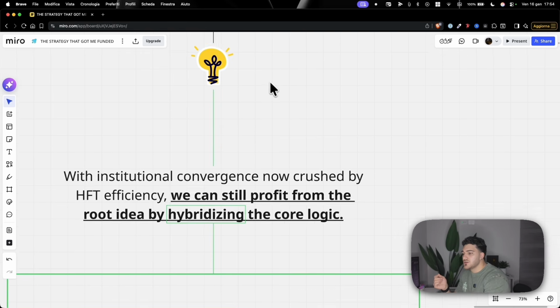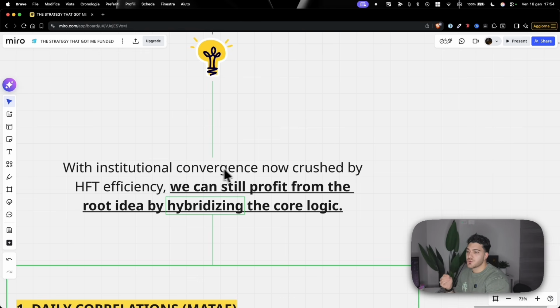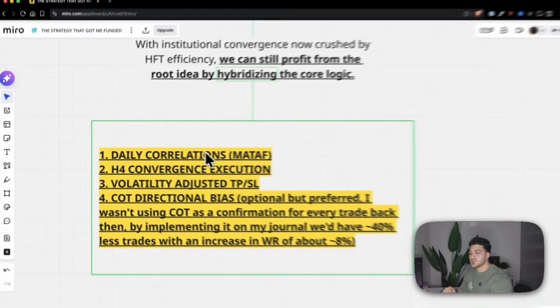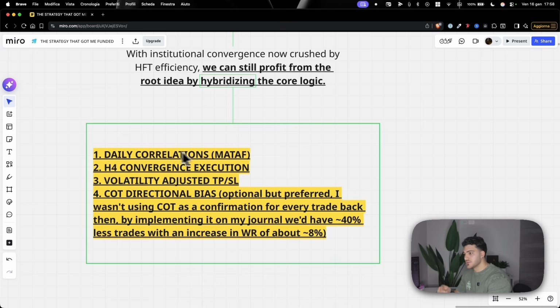So the idea here is that with institutional convergence now crushed by HFT efficiency, we can still profit from the root idea by using a hybrid logic. Now, the first thing that we need to do is to check daily correlations between pairs, and we use Mataf for this, a free tool I will show you in a minute. Second part is going on the 4-hour time frame, and to execute our convergence, we use volatility-adjusted take profit and stop losses, and optionally we can use the COT to have a directional bias.